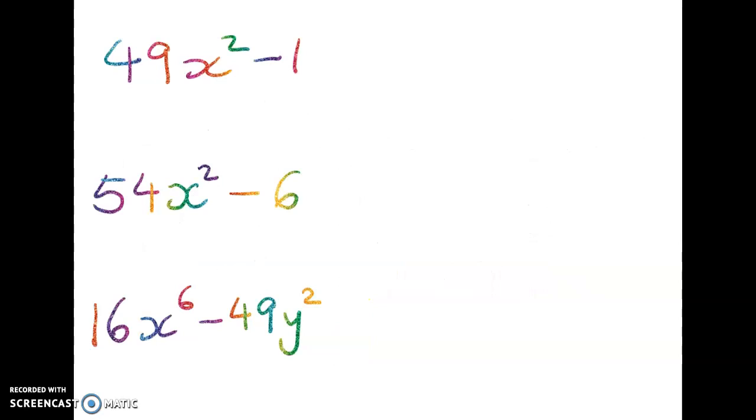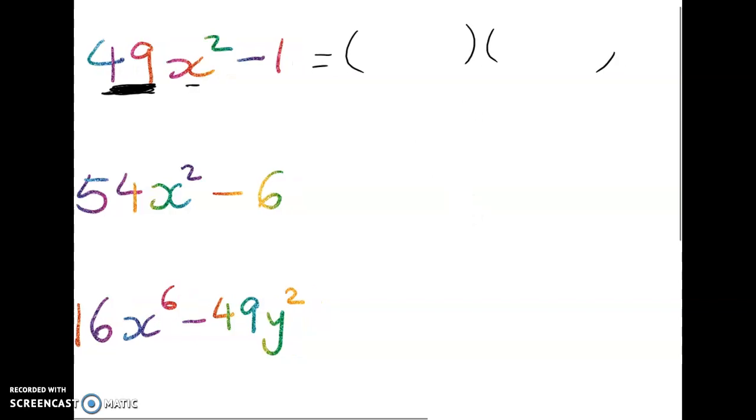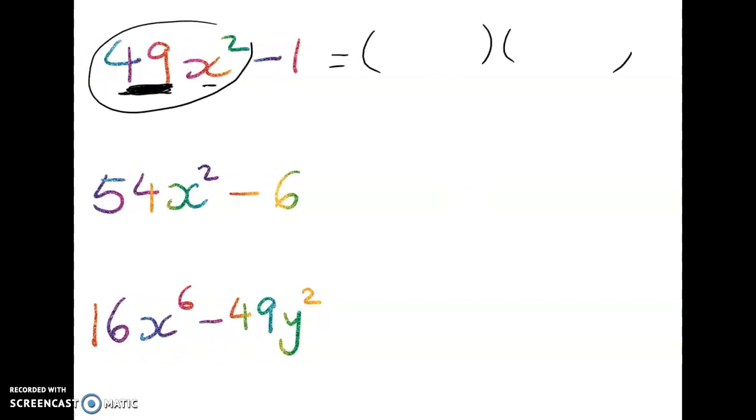Okay, so these ones here are very similar, but now we've got a coefficient with the x squared. Right, we're doing exactly the same thing. We're looking for the square root of this here. So 7x here times 7x here, minus 1, plus 1.